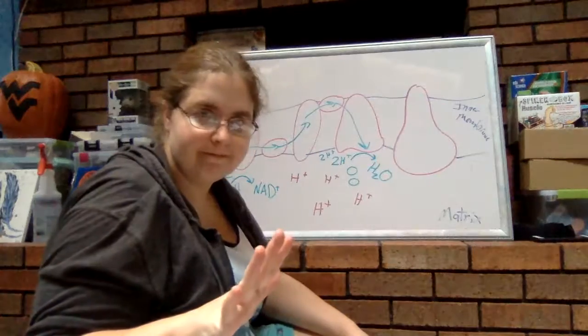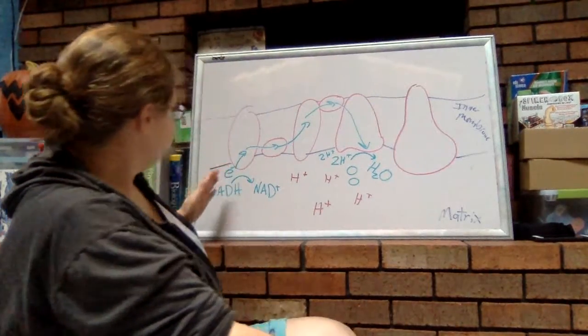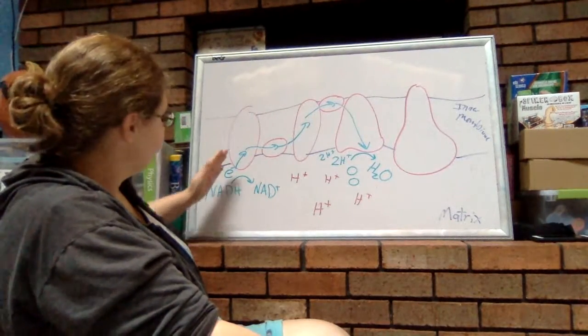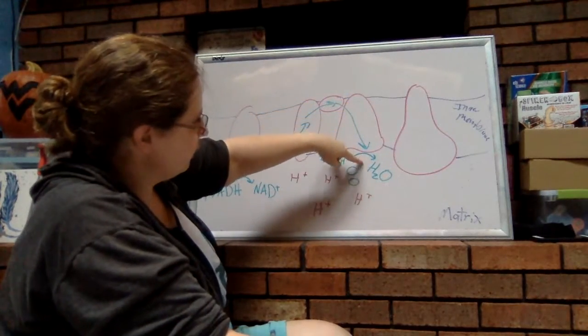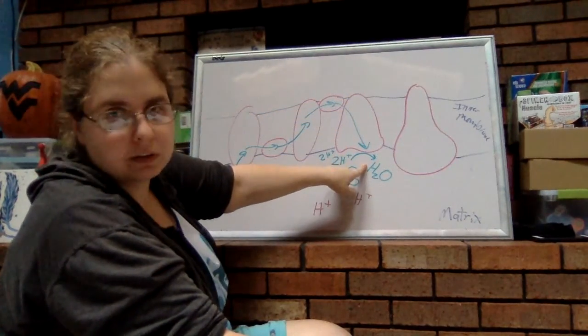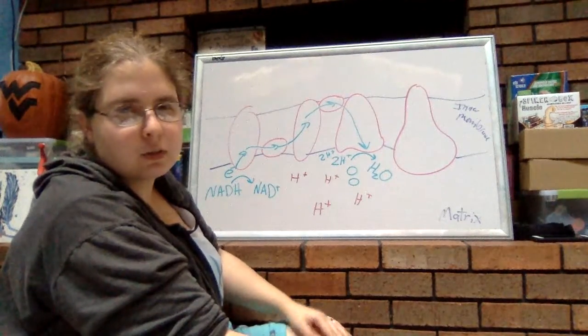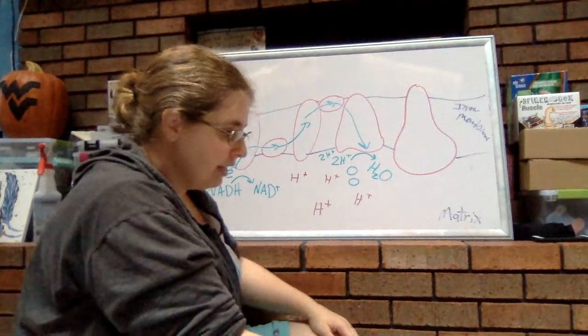So far so good? I know you guys can't answer me because it's a video, but still. All right. So the electrons leave the electron carrier, they move through the proteins, and eventually get added on here to create water. Now the question is, well, why go through all that work of passing through the proteins? It's actually very easy.